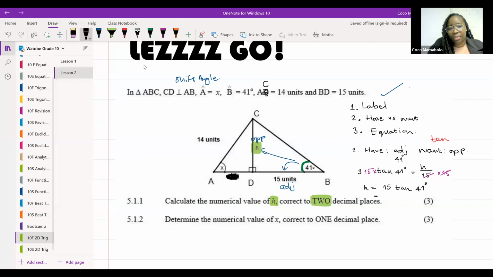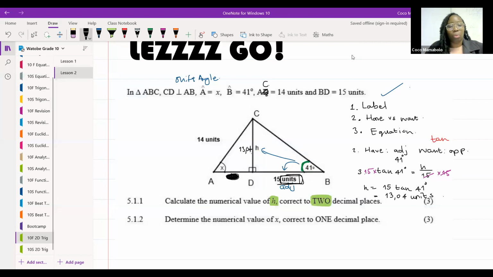Yes, ma'am. And then afterwards, it gave me the answer of 13,04. What are we calculating in? We're calculating for our opposite. Is it units? Units. Good. Beautiful. All right. Excellent. We now know that this one over here is 13,04.